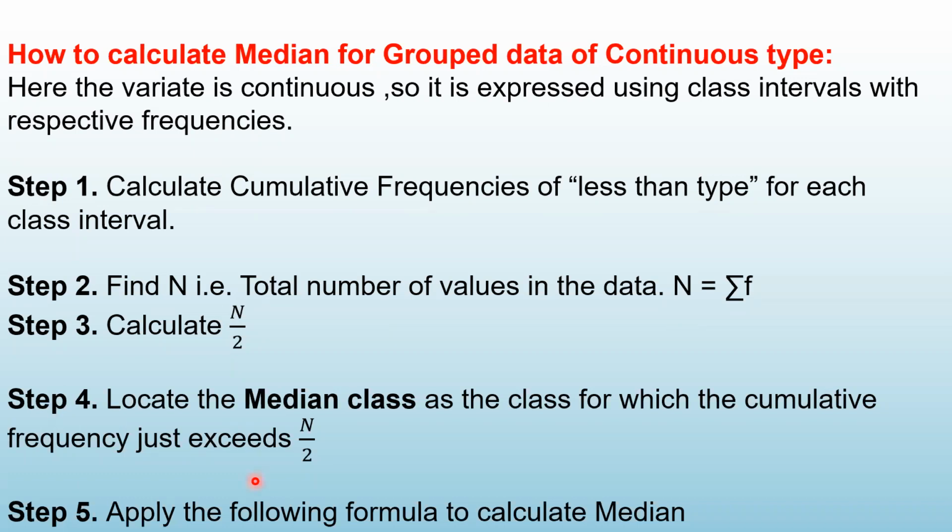In the fourth step here, you locate the median class as the class for which cumulative frequency just exceeds n/2. जैसे हमने डिस्क्रीट के केस में किया था, वहां हमको डायरेक्ट वैल्यू आता था मीडियन का. यहाँ पर हमको डायरेक्ट वैल्यू नहीं आएगा, हमको मीडियन क्लास मालूम है. मीडियन क्लास लोकेट हो जाने के बाद you have to go for the next step. Apply the formula to calculate median.